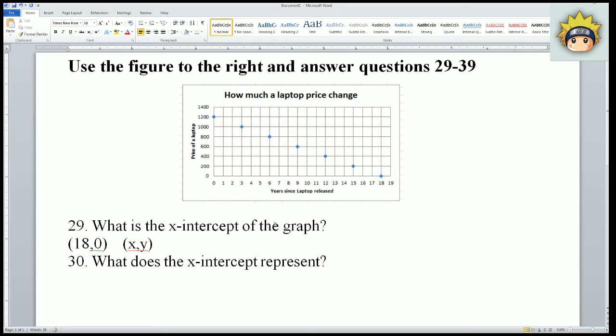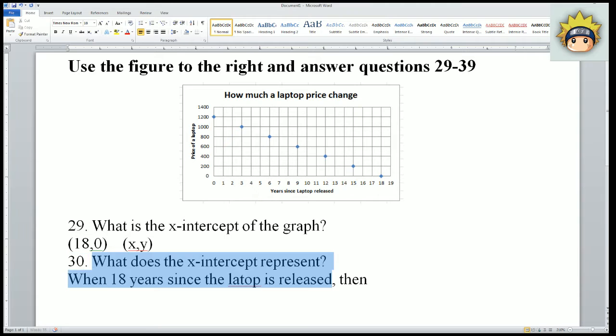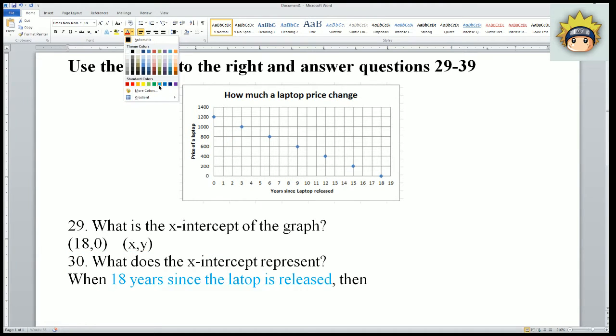This leads us to the next question of what does the x-intercept mean? So it should always follow this format: when, and then you put the independent variable. So I put 18. Then I describe what the x-axis is, because that is what 18 is. So when it's 18 years since the laptop is released, notice this is the independent variable. Let me make that blue.